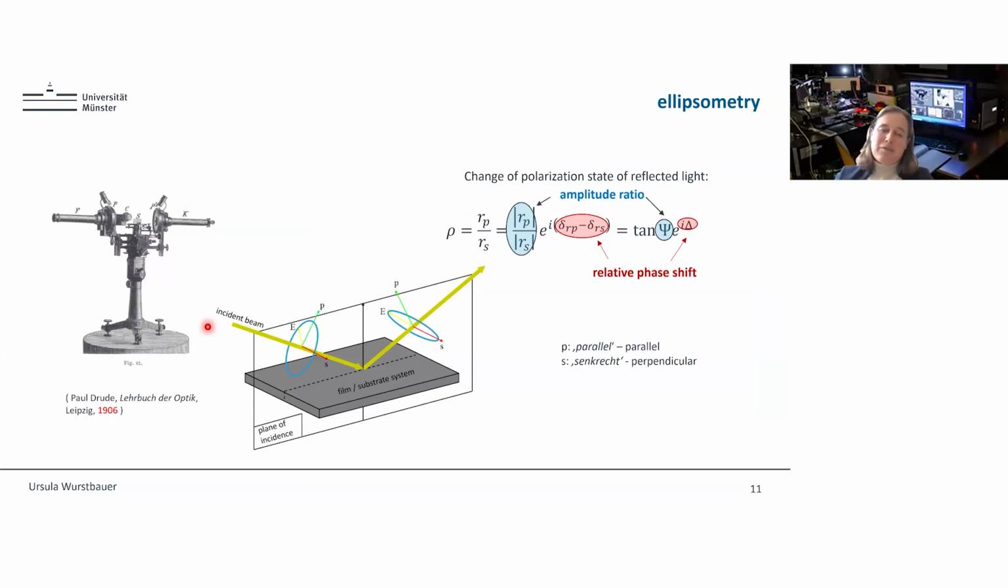And very briefly, what we measure is the change of the polarization state of the reflected light. So we come in with arbitrarily polarized light, as shown here with the incident beam.